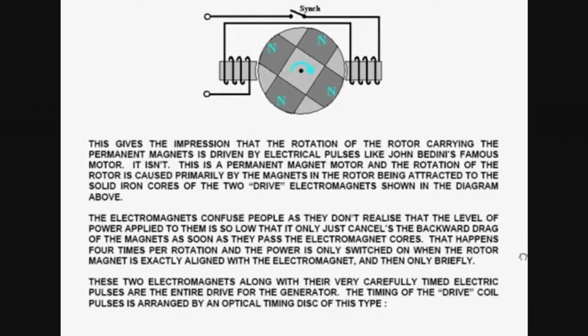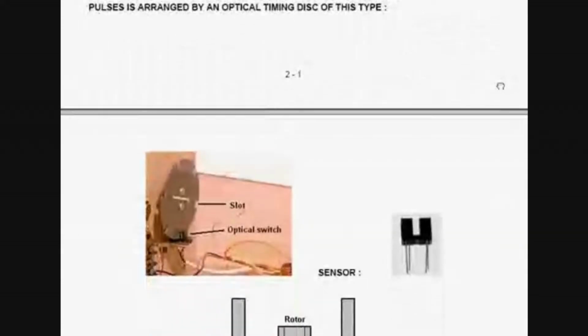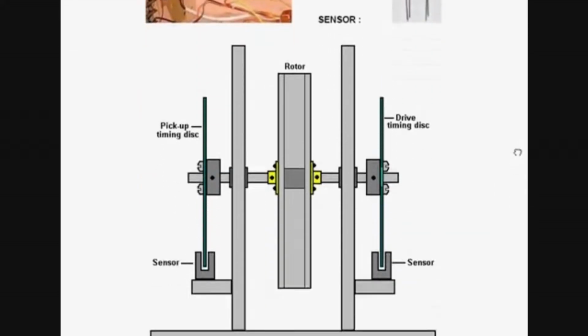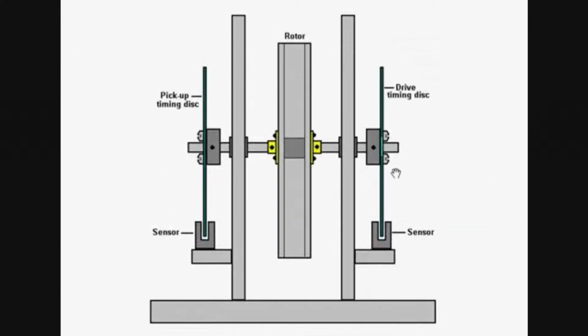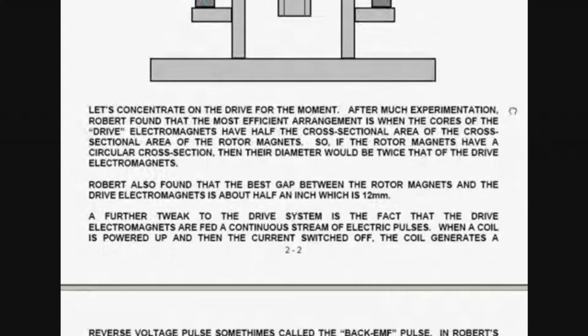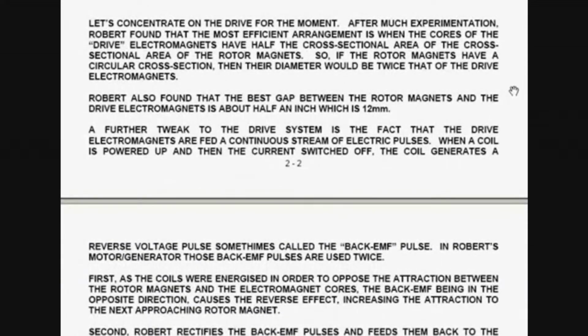The timing of the drive coil pulses is arranged by an optical timing disc of this type. The timing disc is mounted on the side of the rotor, and the sensor is operated by slots cut in the rim of the actual timing disc. Let's concentrate on the drive for the moment.